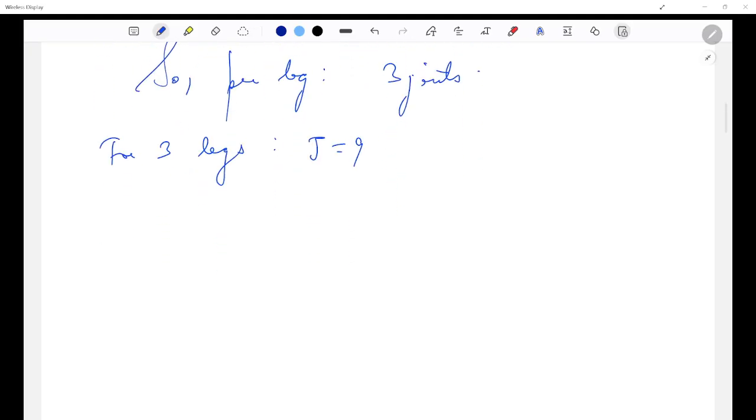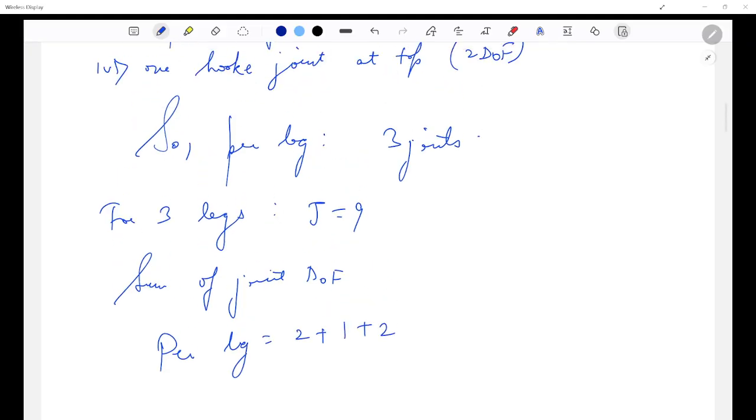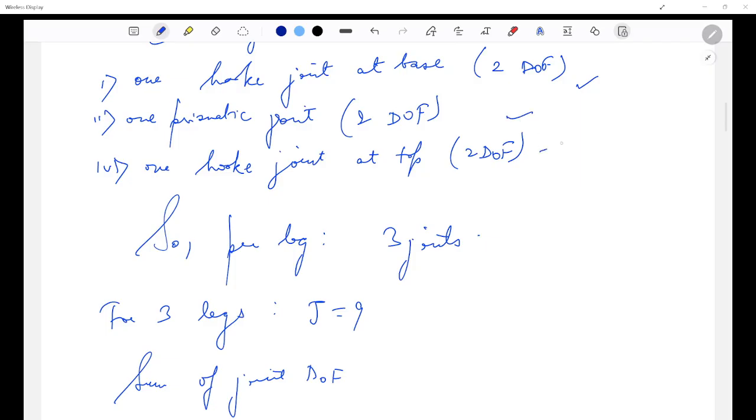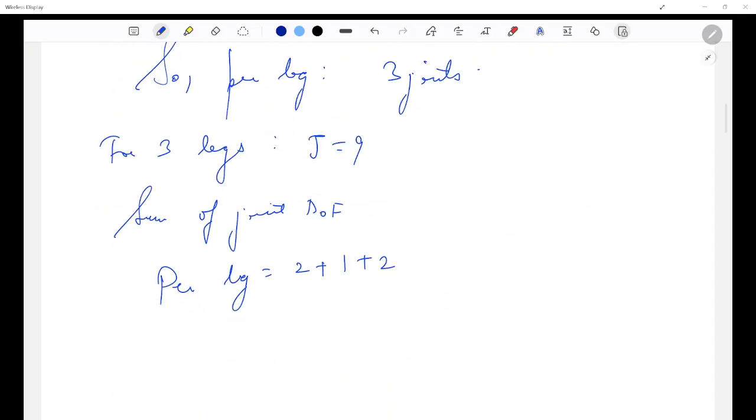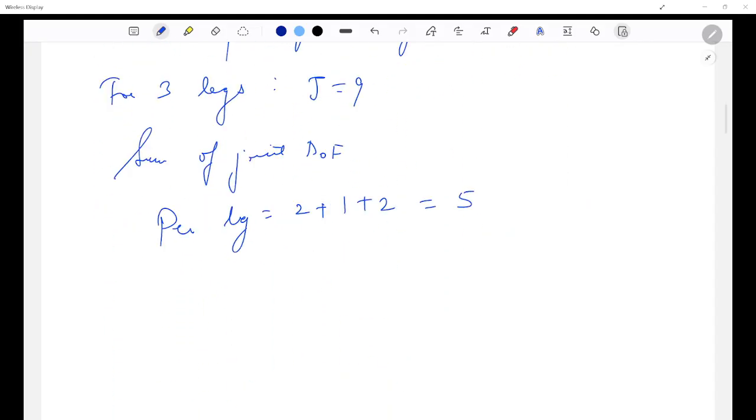Now let's work out sigma fi, the sum of joint degrees of freedom. Per leg it is 2 plus 1 plus 2, which is equal to 5. So for 3 legs, sigma fi is equal to 3 into 5, which is 15.